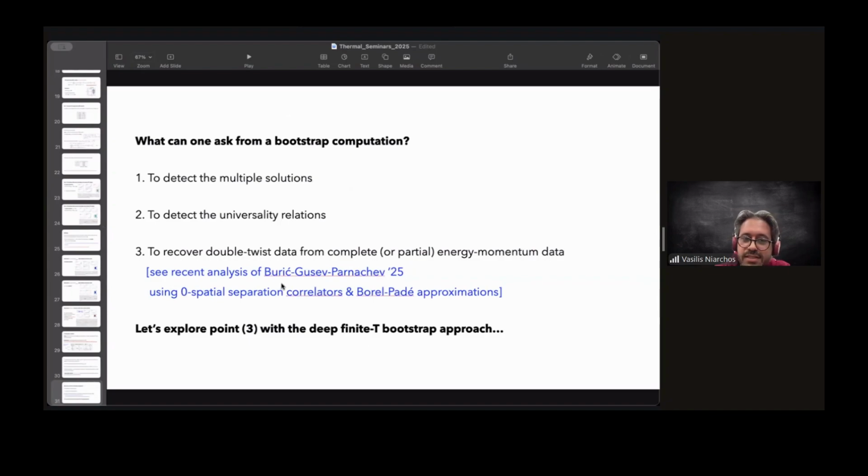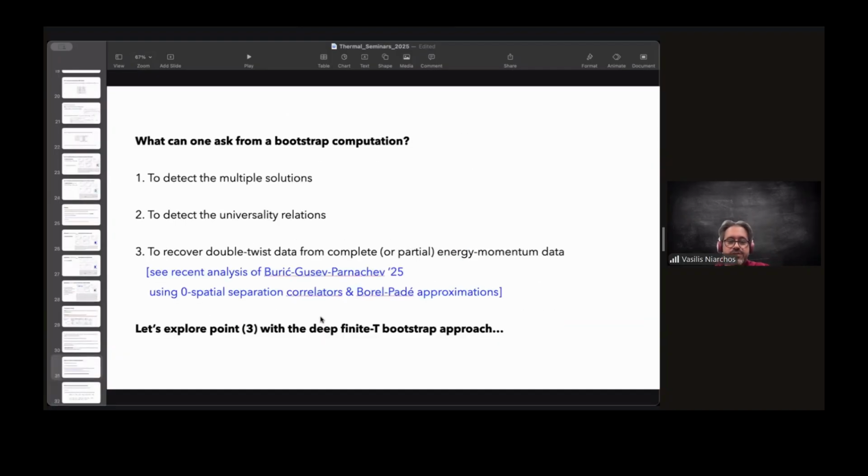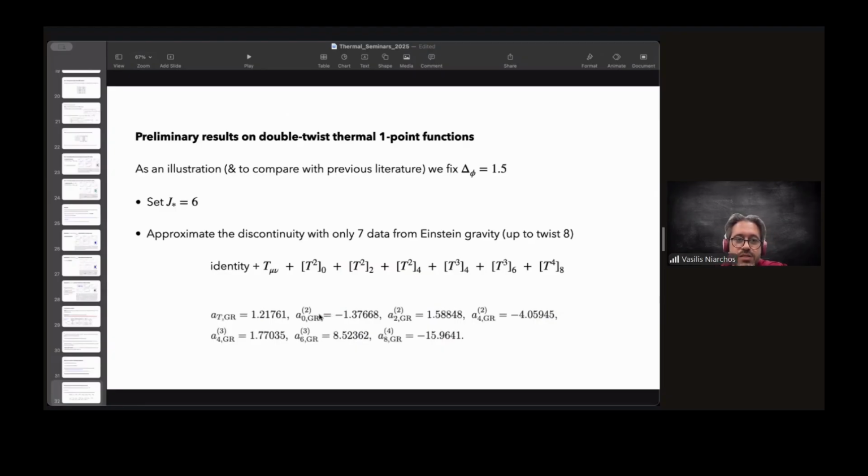And in a very nice exercise, Buric, Gusev, and Parnachev did precisely that using the zero spatial separation approach and Borel-Pade approximations. So let me quickly show you a few slides of basically what happens when we apply our approach here. So let's choose J star equals 6. Let's fix delta phi to 1.5 so that we can compare with Andrei's results.